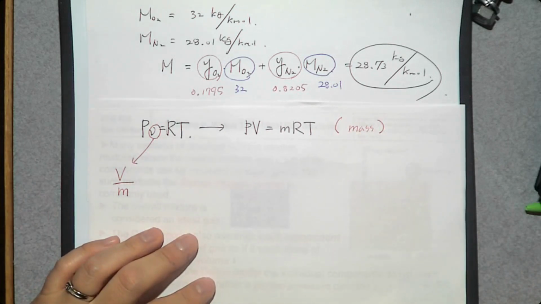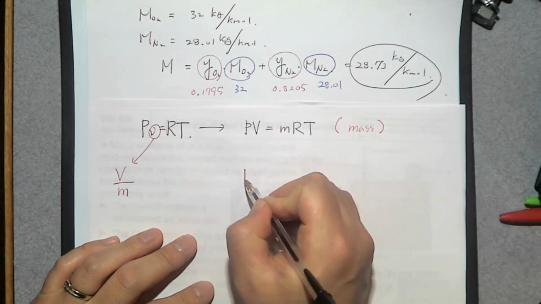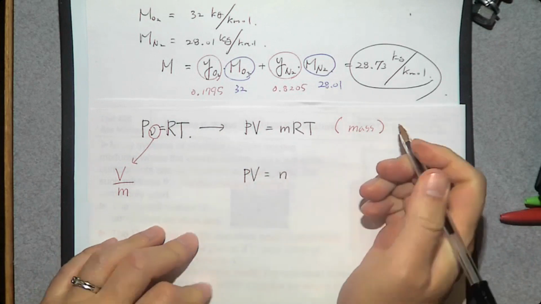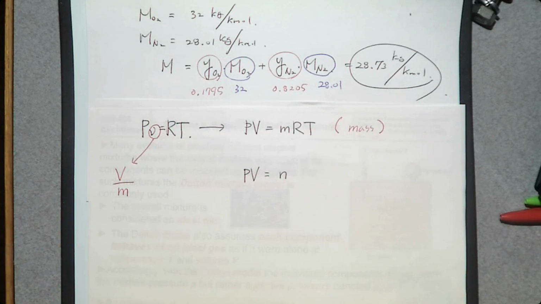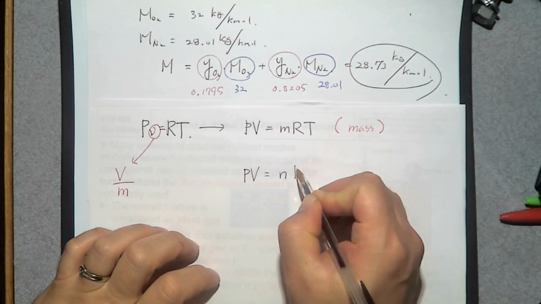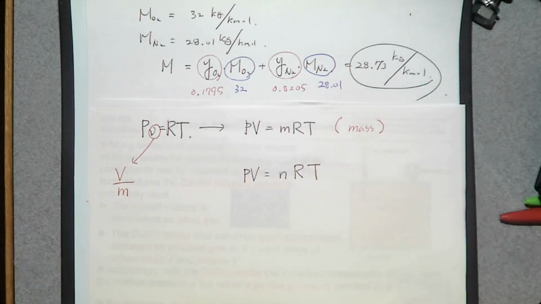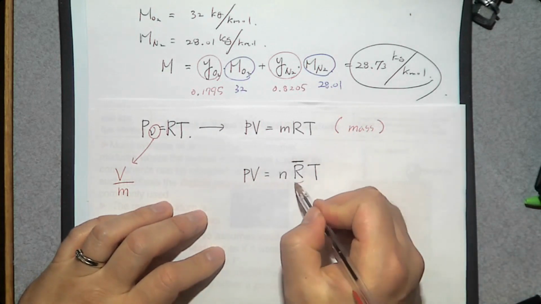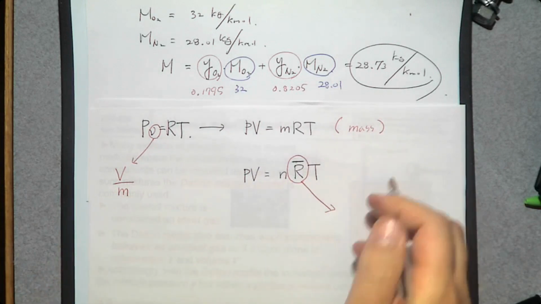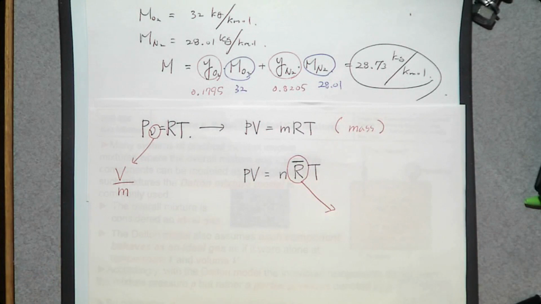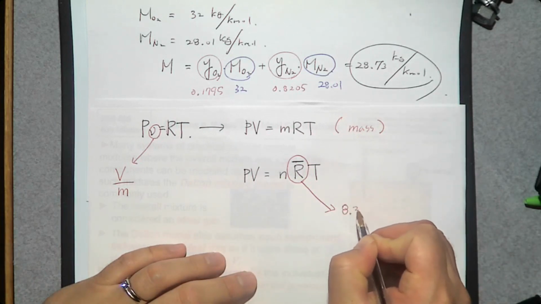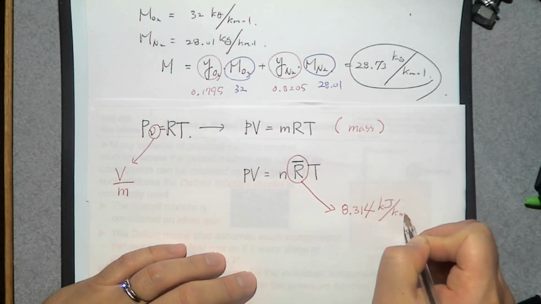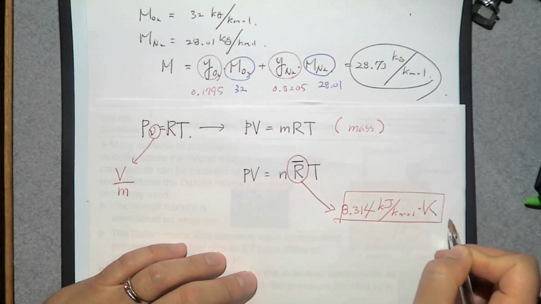On a molar basis, the ideal gas equation is going to be PV is N, instead of mass, we have N, which is the number of moles, times R bar T, but this R is different from this R. This one is R bar. This R bar is a universal gas constant. So there is only one universal gas constant. There's no universal gas constant for oxygen, universal gas constant for nitrogen. There's only one R bar, which is 8.314 kilojoule per kilomole Kelvin.